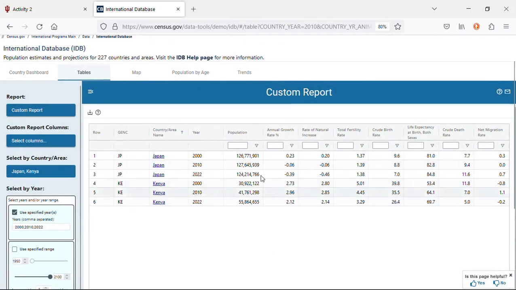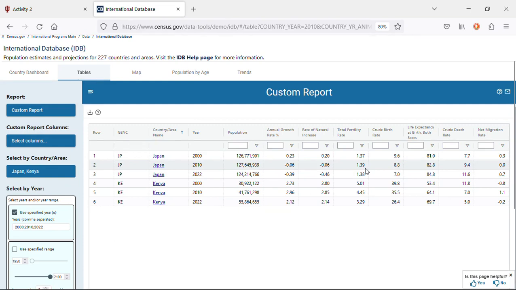And so now I have the data, and so we can already see particular patterns. I mean, look at Japan's population, 126, 127, 124. So I have already evidence of a declining population. Even further, the growth rate, more evidence. The rate of natural increase, more evidence. Fertility rate, 2.1 is the replacement rate.